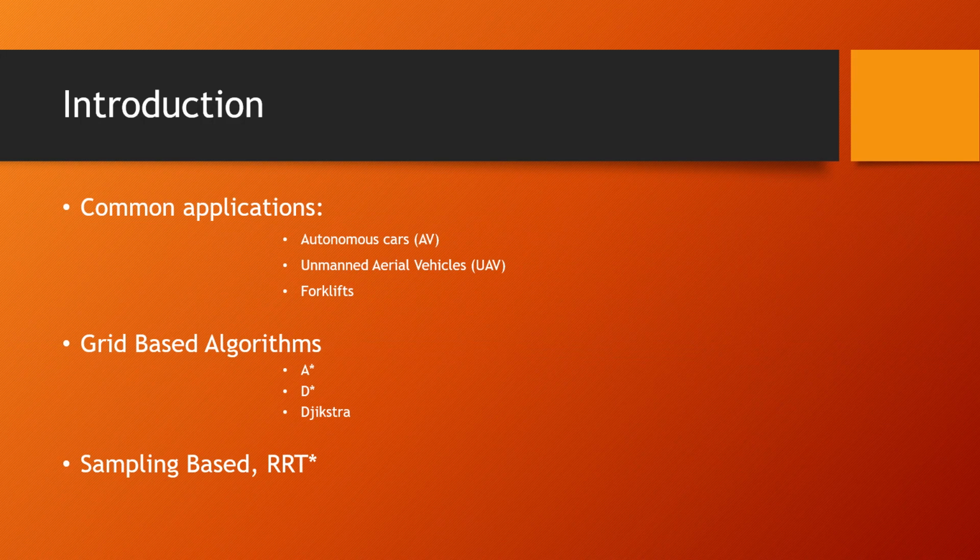Just to give you an introduction on what the paper talks about: path planning, we all know, is a collision-free path generation from an initial to a specified state with an optimal cost. Path planning algorithms are of vital importance in many applications. Common applications include autonomous vehicles, UAVs, and forklifts for surveillance operations.